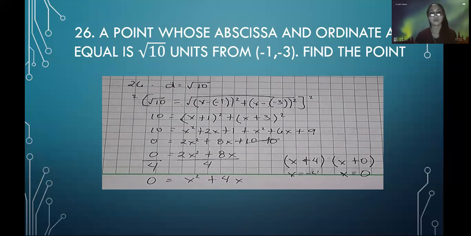So 10 is equal to the quantity (x plus 1) squared plus (x plus 3) squared. So 10 is equal to x squared plus 2x plus 1 plus x squared plus 6x plus 9. So transpose 10 to this side. So it will become 0 equals 2x squared plus 8x plus 10 minus 10. So 0 is equal to 2x squared plus 8x, since 10 minus 10 is equal to 0. So divide.